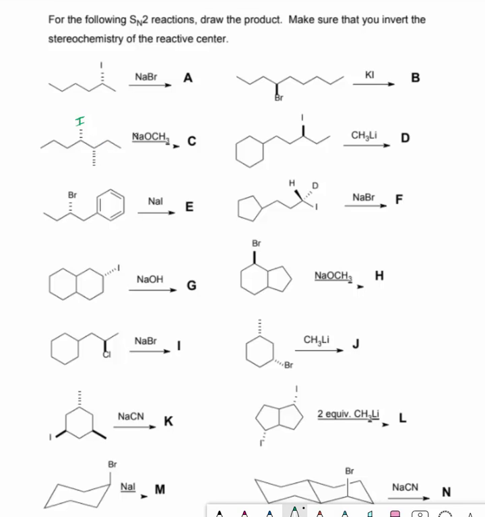So first, let's name this molecule. I'm going to number it from this side because 2, here's 3. I can count 4, 5, 6, and 7. Because we do have 2 substituents, so we need to reduce those numbers. So I have a 4-iodo 3-methyl heptane. And we do have some stereochemistry we need to think about here.